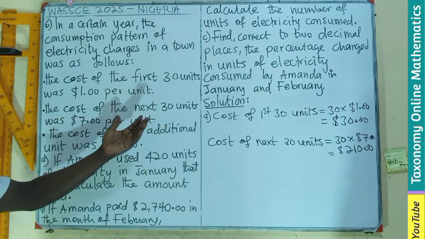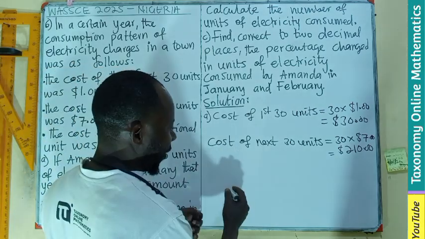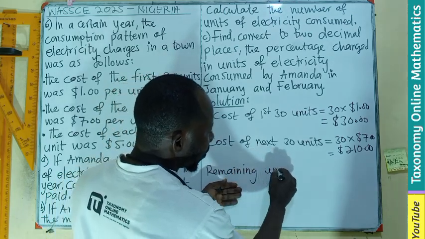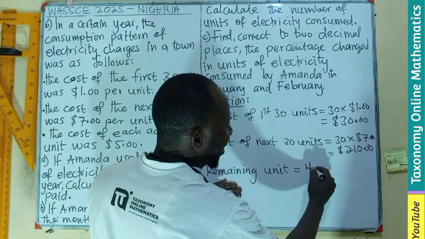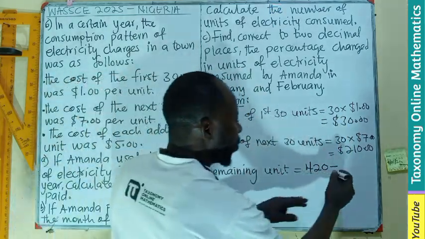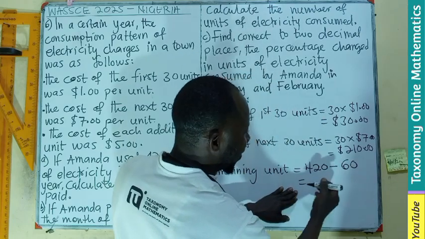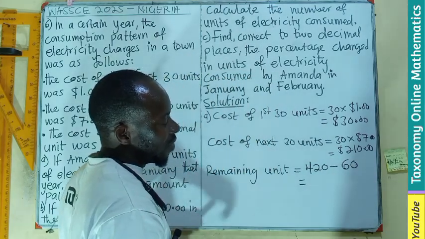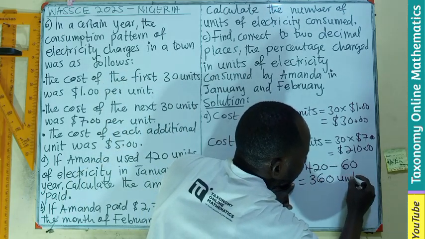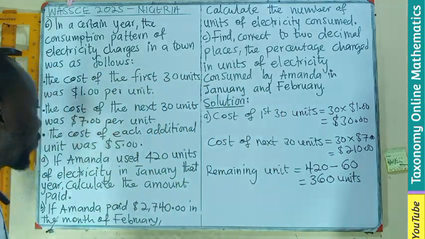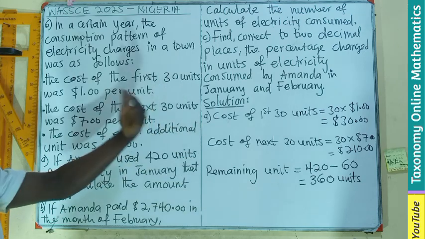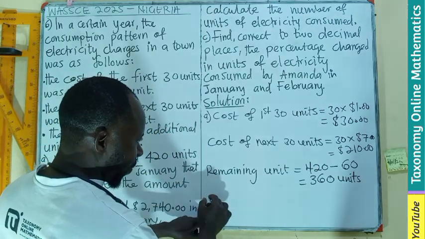So let's see, what do we need? We need to find the remaining units after taking this. The remaining is going to be the units at hand minus the units spent here, 30 plus 30, which is 60. And from here we have 360 more. So 360 units. We need to find the cost of these additional units.